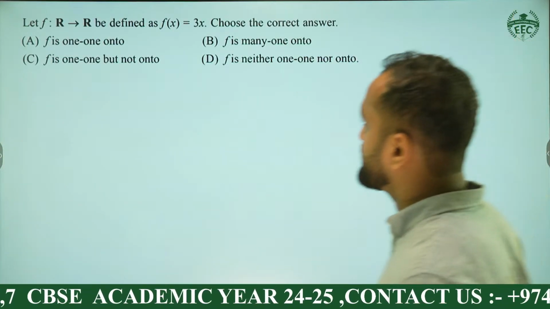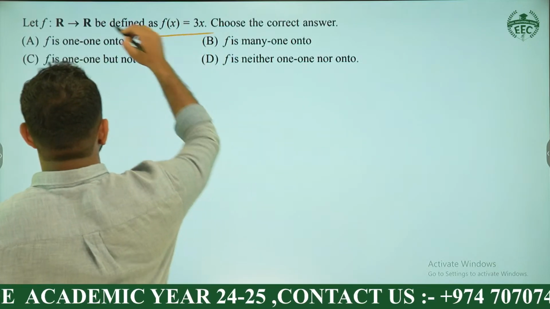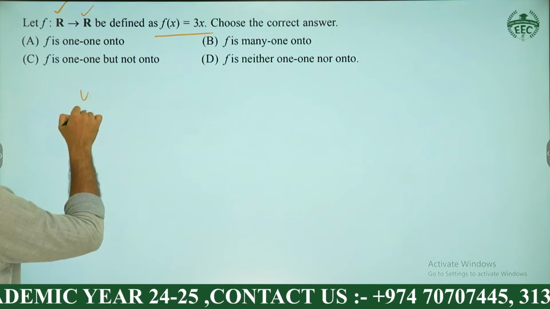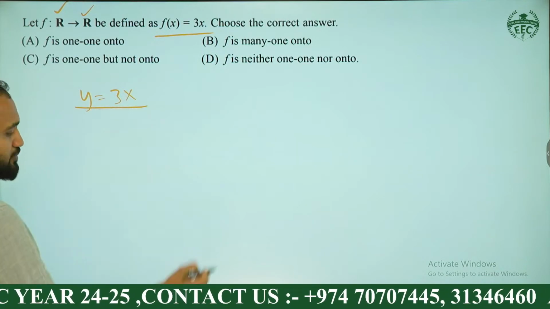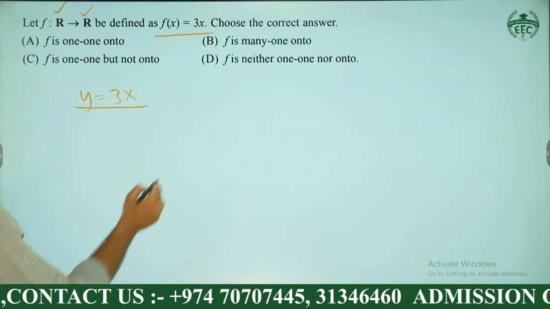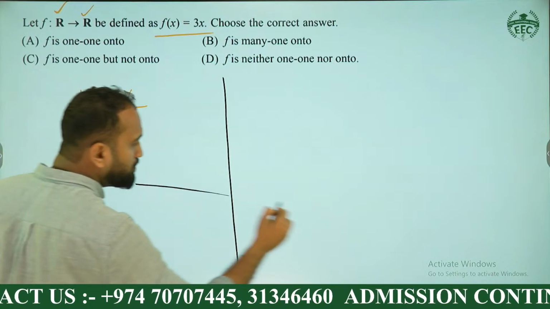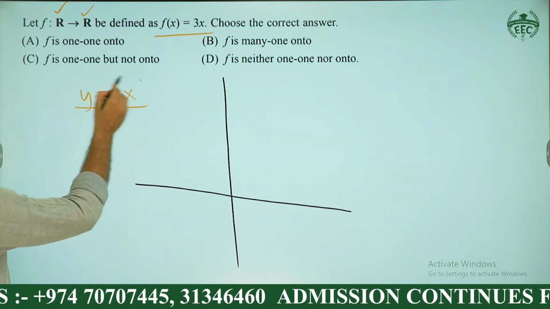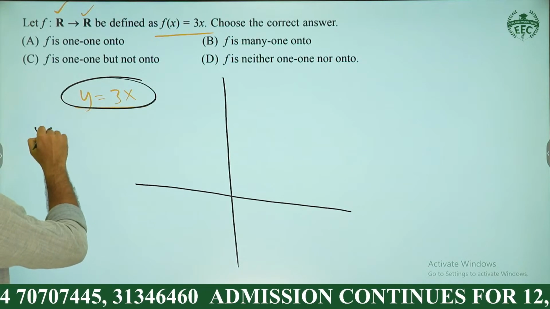Please tell me what is happening here. y is equal to 3x, that is defined from R to R. So y is equal to 3x. Please tell me the graphical interpretation, and hence we can go for the algebraic way. y is equal to 3x will be representing the family of curves which is passing through origin.